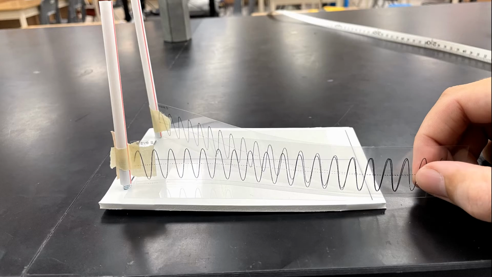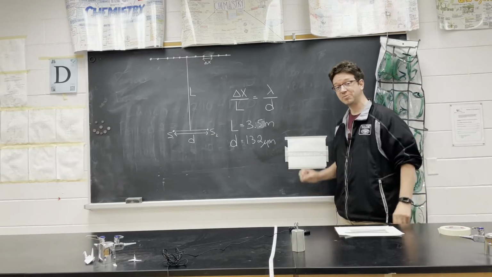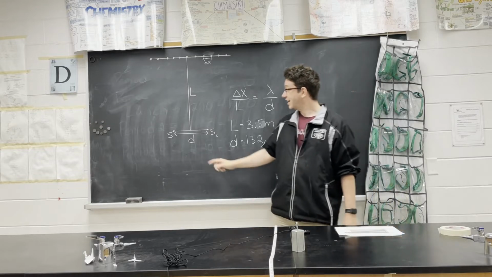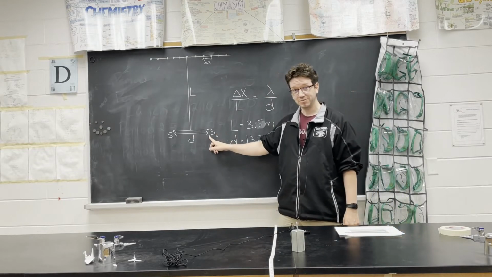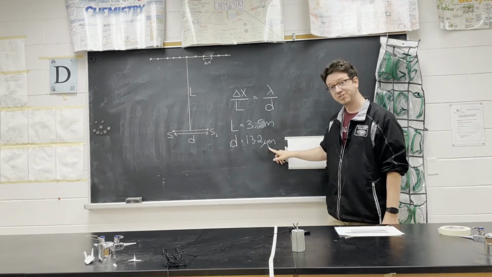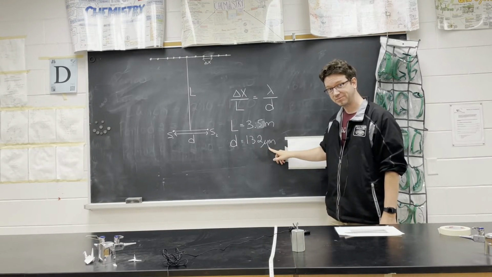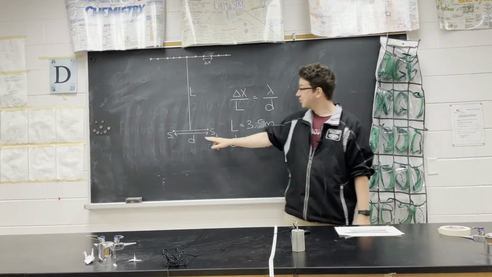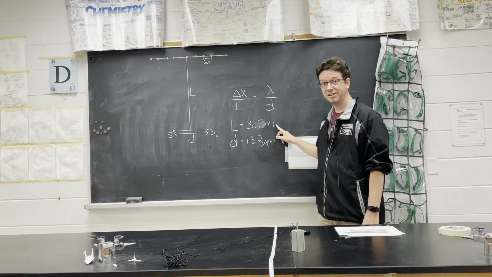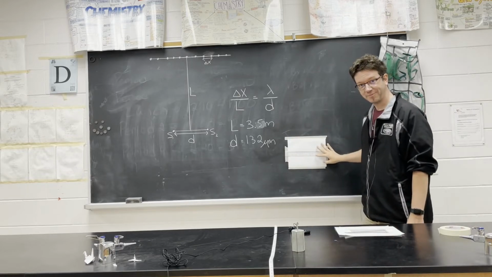Now, let's start the lab. So what I'll be doing is using 3 different colored lasers, shining them through a double slit, where those double slits have a separation distance between them of 132 micrometers. Those sources will be a distance of 3.5 meters from our screen here.